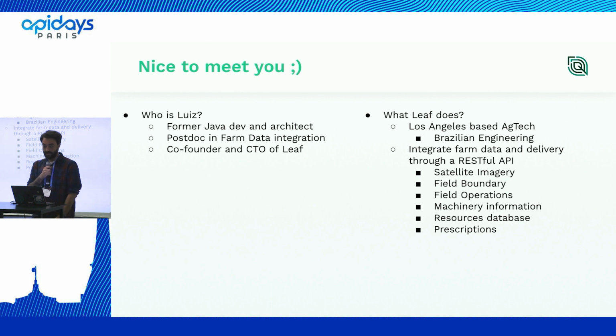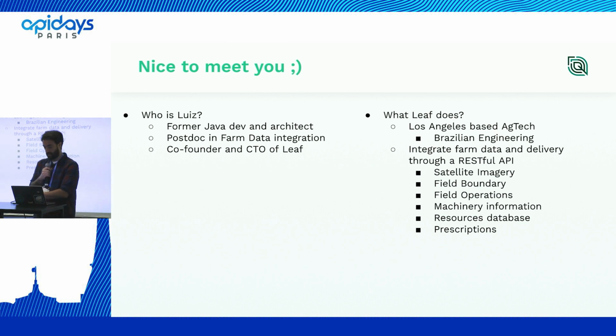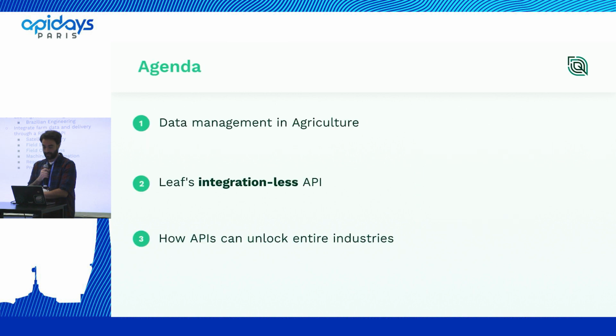We integrate farm data and deliver it through a RESTful API. And I discovered in the last session that we also deliver event-based APIs, but I'm not going to talk about that. We have satellite imagery, field boundaries, field operations, machine information, a research database, chemicals and seeds, and prescriptions, all delivered through this RESTful API.